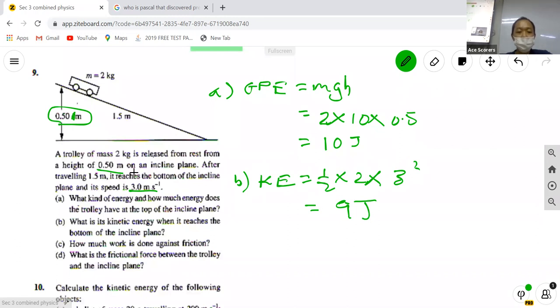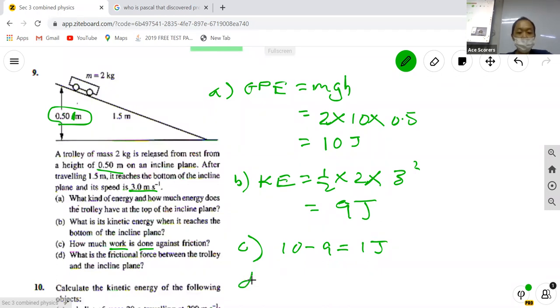So these are the actual figures. Actual figures means they're given to us. So it's 10 joules at the top, then when it travels down to the bottom, it becomes 9 joules. And we all know what happened. How much work is done against friction? In case you don't know how to find it, all you have to do is refer back to the SI unit for work done. What's the SI unit for work done? Joules, right? Then what to do with the 10 and the 9? Work done against friction must be 10 minus 9, which equals 1 joule. So 1 joule is used to overcome friction.